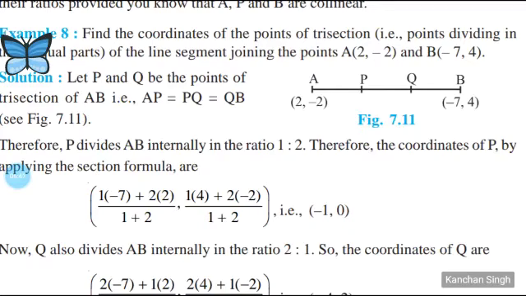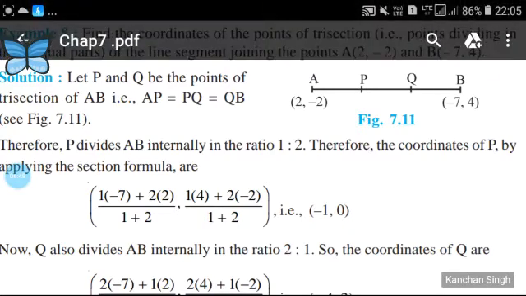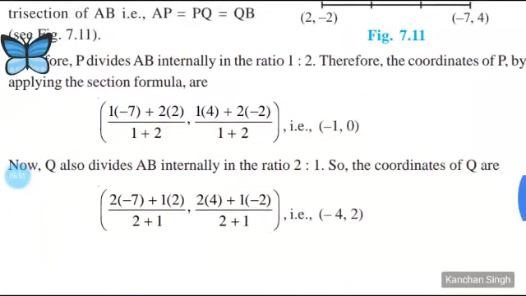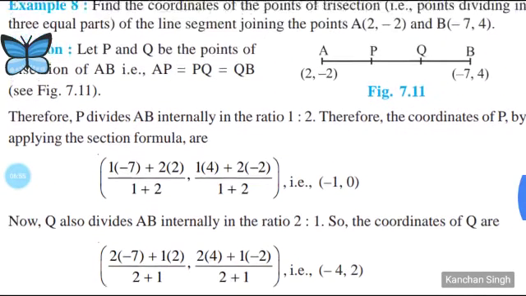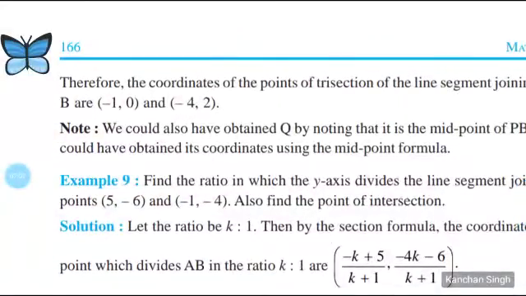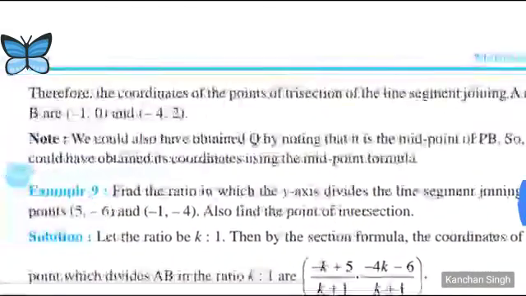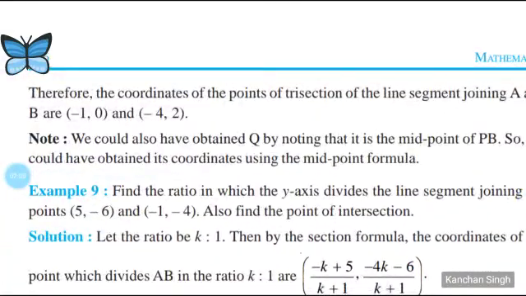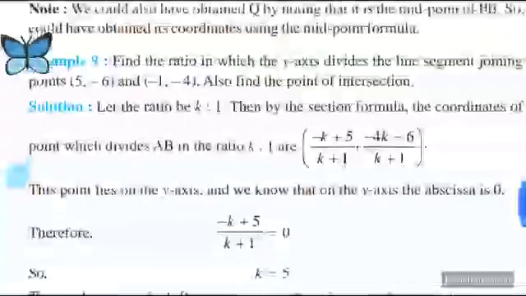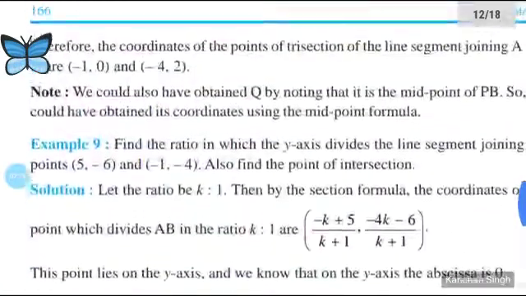If we know the ratio, we can calculate this part. Similarly, Q also divides AB internally, but here the ratio is different, 2:1. So m1 and m2 are again known to us and we can find this. Therefore the coordinates of the points of trisection of the line segment joining A and B are (-1, 0) and (-4, 2).